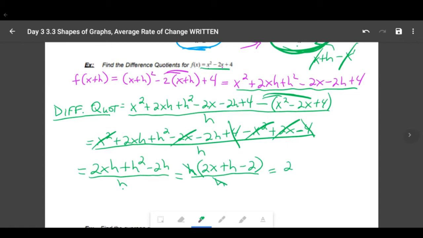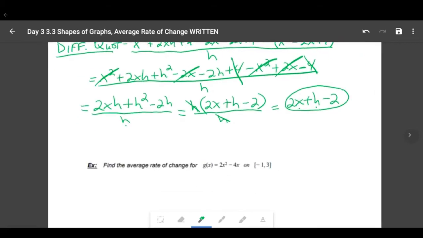And so now I know that 2x plus h minus 2 is the basic equation that I can use. If I knew what the x coordinate is, and if I knew what the space between a and b is, I could plug those values in there and I could find the difference quotient at a certain point for our x squared minus 2x plus 4. Okay, so that's how you can use it when they have variables.